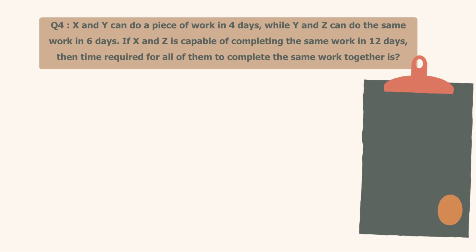Moving on. X and Y can do a piece of work in 4 days. Y and Z can do the same work in 6 days. X and Z are capable of completing the same task in 12 days. Then find the time required for all of them to complete the same work together. Pause the video and try the question.